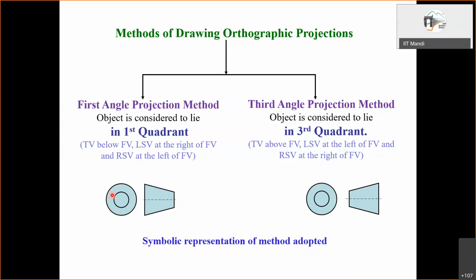Otherwise, if you look from left, then what will happen? This wider part will be in the front and this will be at the back side. So this inner circle, if we are looking from left, will become dashed, right? So then we won't have this shown with the continuous line. That means this is supposed to be only the right side looking from this side, and that is why this is representing the first angle projection.